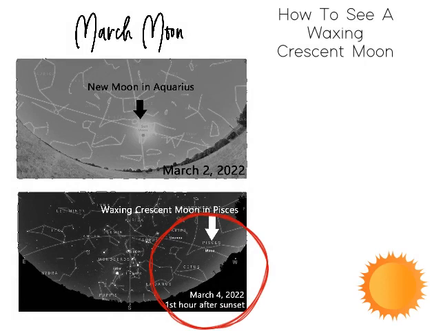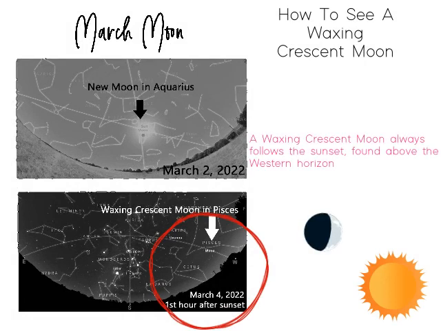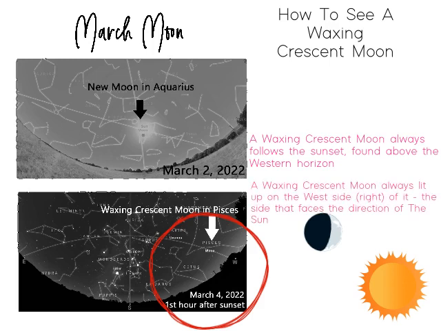But when and where? Well, a waxing crescent moon is when we'll be able to see our moon in the night sky again, and it will always be found following the sun just as the sun is setting in the west. The waxing crescent moon will also always be lit up on the same side that faces the sun's direction, so you'll always see the moon's west side, or the right side, lit up as you're looking up at it.